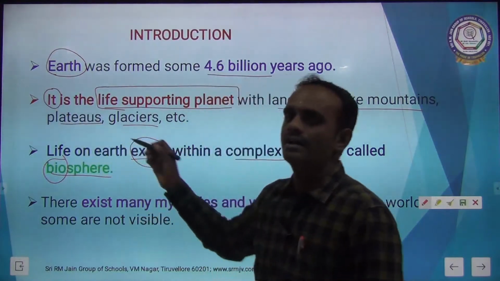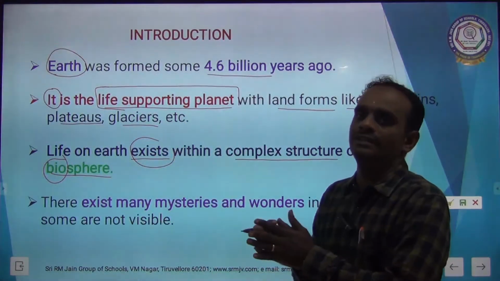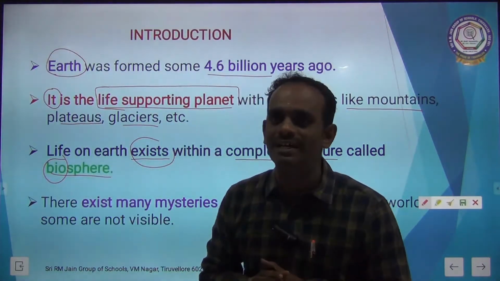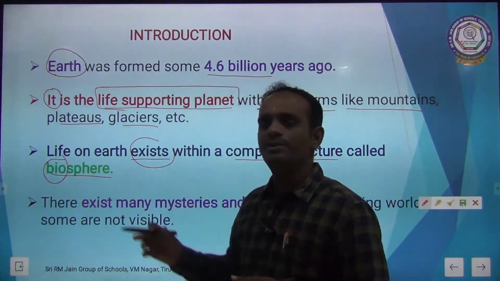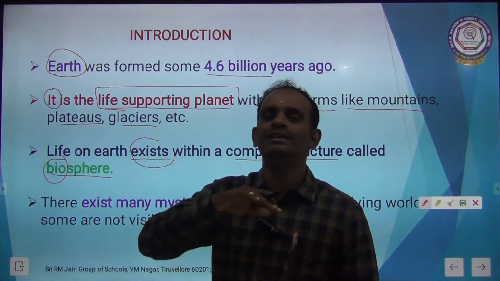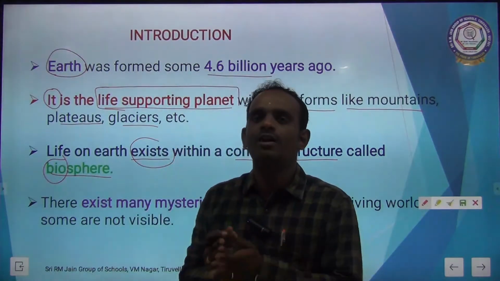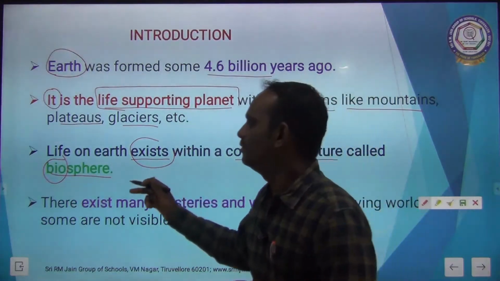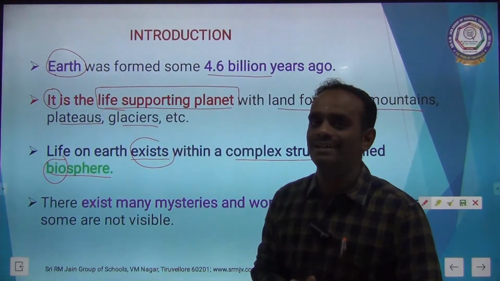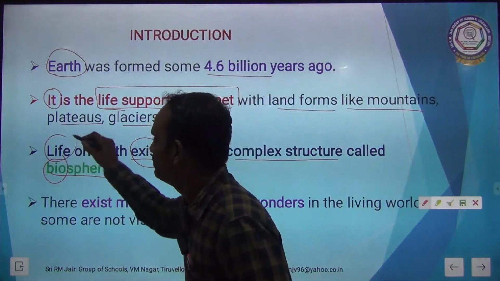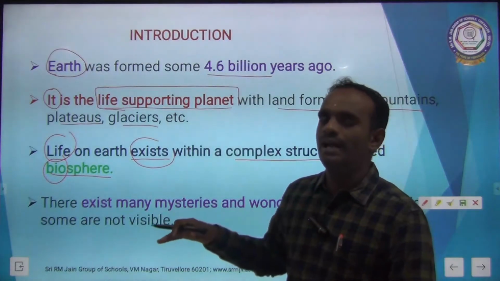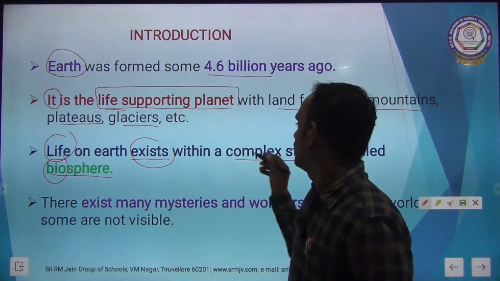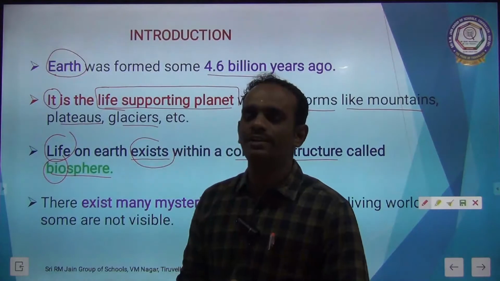Life means living organisms on earth exist along with air, along with water, along with the land. That is called biosphere. Can you get my point? So what is biosphere? Biosphere is nothing but one of the layers that surround the earth, along with the lithosphere, hydrosphere, and atmosphere, air. So life on earth, living organisms, can be seen along with this complex structure called biosphere. Can you get my point?